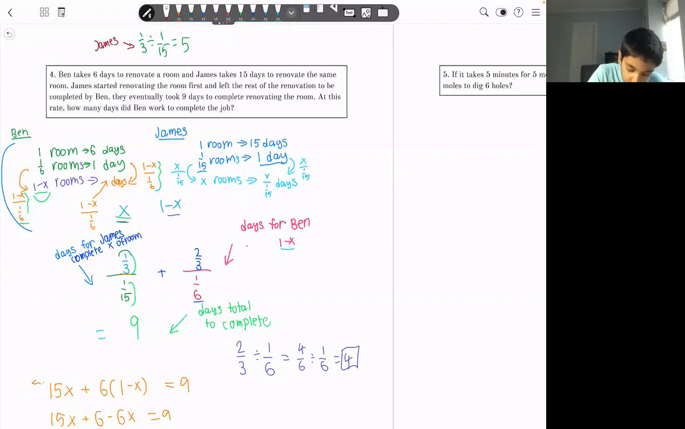Because now we can just quickly put it back in the problem. James will take 5 days, Ben will take 4 days, so it's going to be 5 times 1/15, since James does 1/15th of it in a day, plus 4 times the amount Ben can do, which is 1/6. Because remember from the original thing over here, Ben can do 1/6, James can do 1/15, and you see this is 1/3 plus 2/3, which is 1. So overall, they complete the whole room.